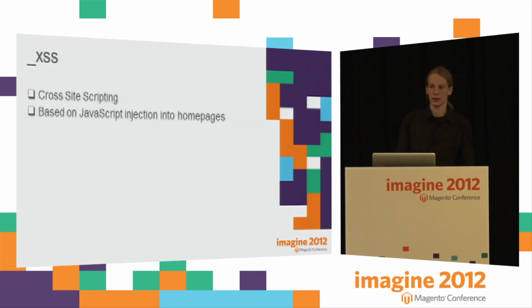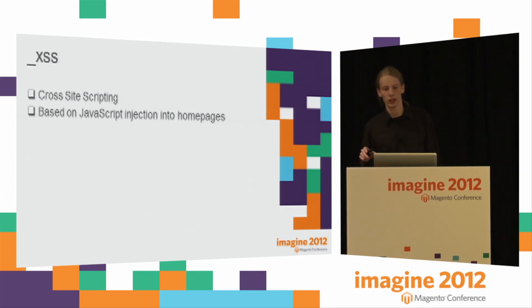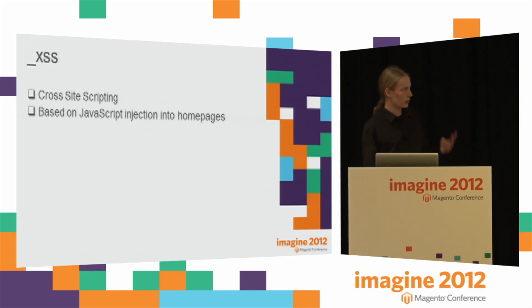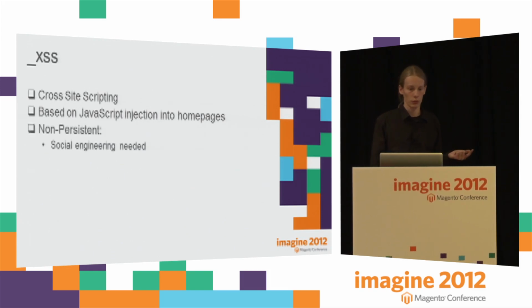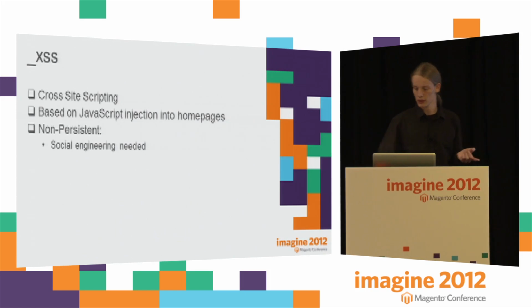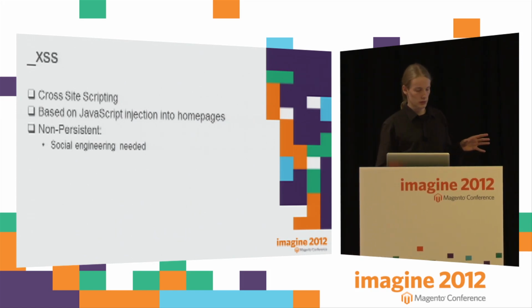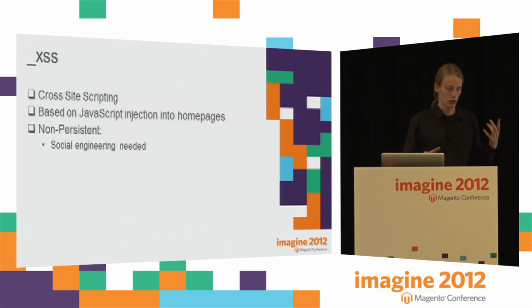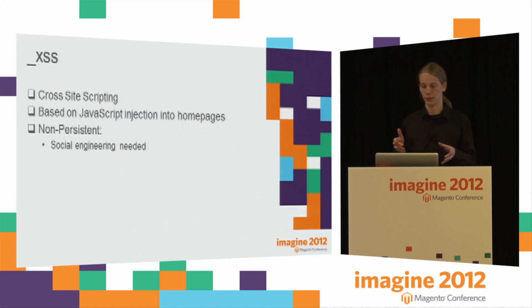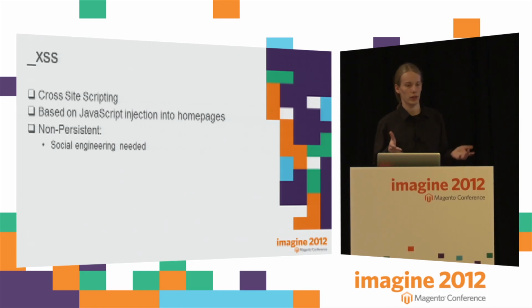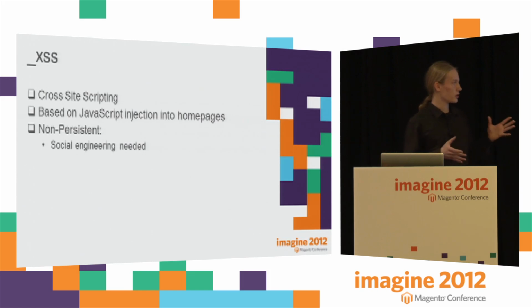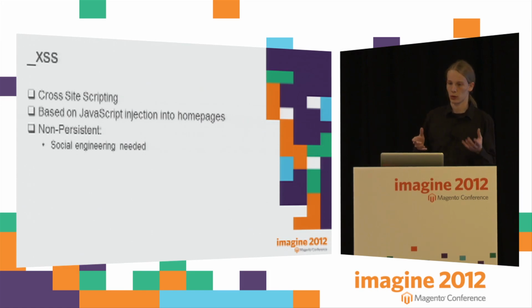Cross-site scripting is basically the injection of JavaScript code into home pages. There are two kinds of it. There's the non-persistent, which is a specially crafted link or a formula. For example, you have to send it to an administrator. This needs a bit of social engineering, which means you have to send him a mail, please click on this link, and you have to imagine a funny story why he should click on the link.